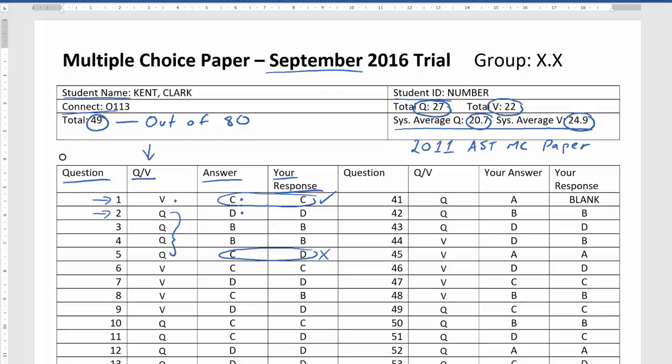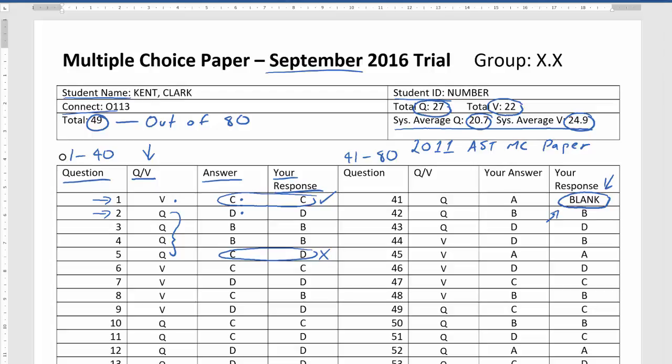In order to fit it onto the page, questions 1 through 40 are on the left-hand side of the page, and questions 41 through 80 are on the right side of the page. I'll point out one other thing, which is that if you left a question blank, you will find that the word blank is in your response column.